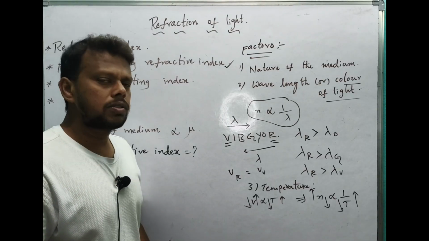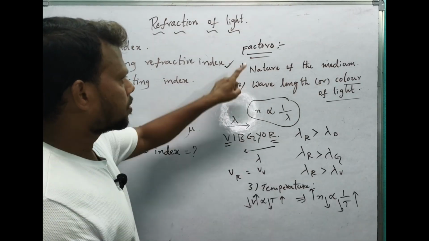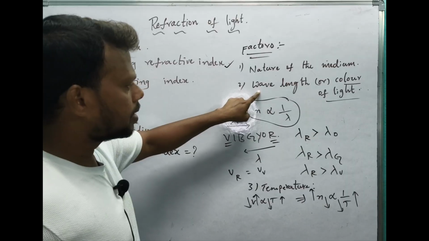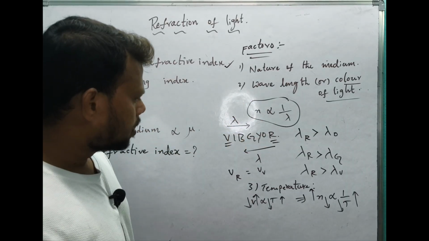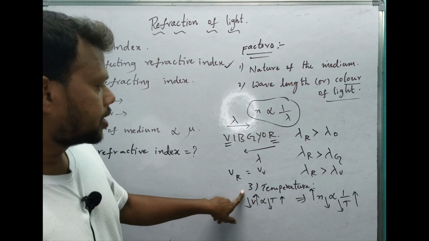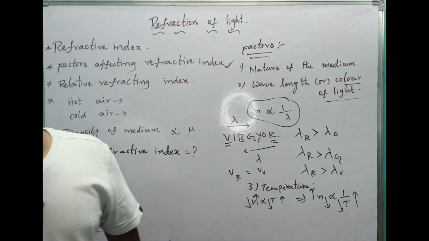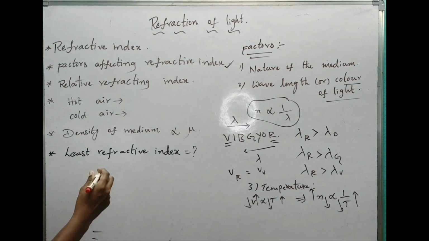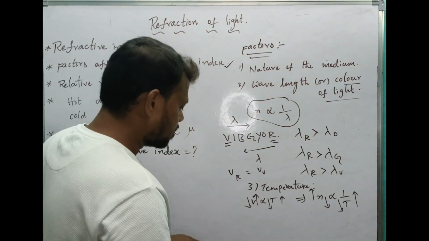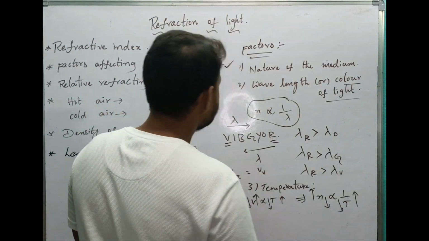So these are the three factors on which the refractive index depends. The first factor is the nature of the medium. Second, the wavelength of light or color of light. Third is the temperature of the medium. Next, the topic we have is relative refractive index. This is a very important thing.